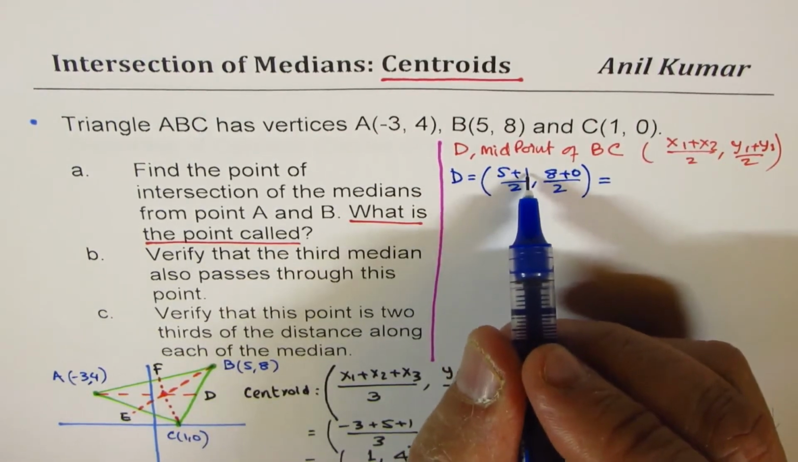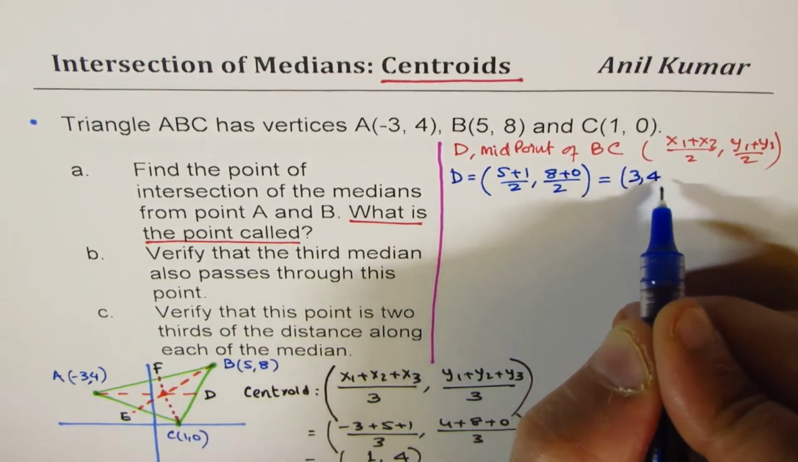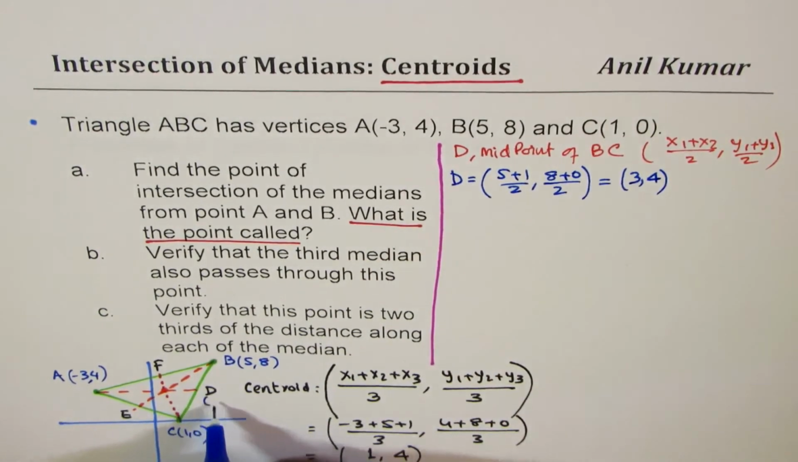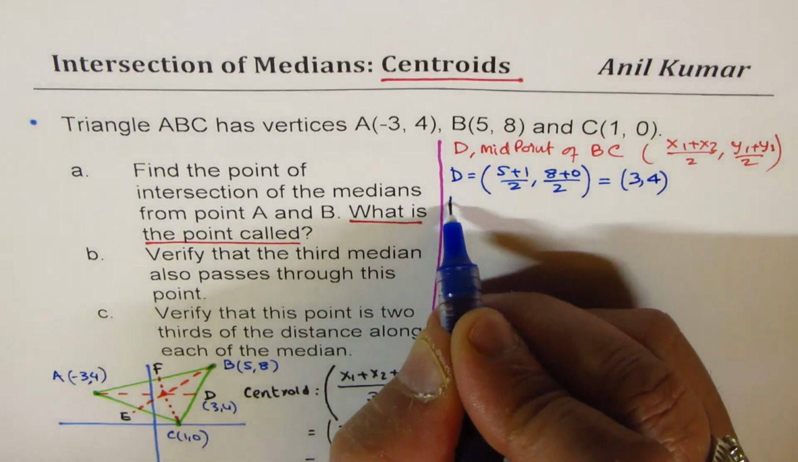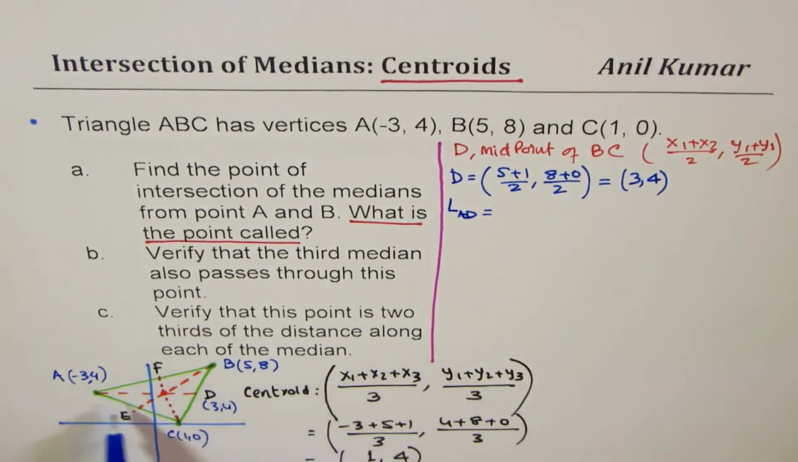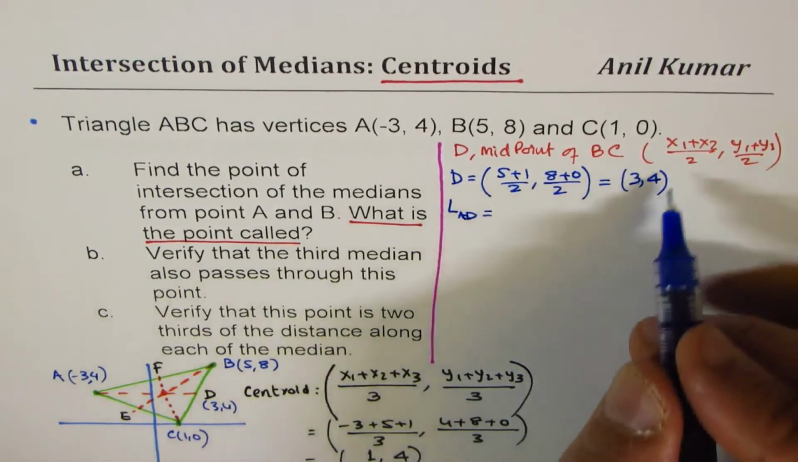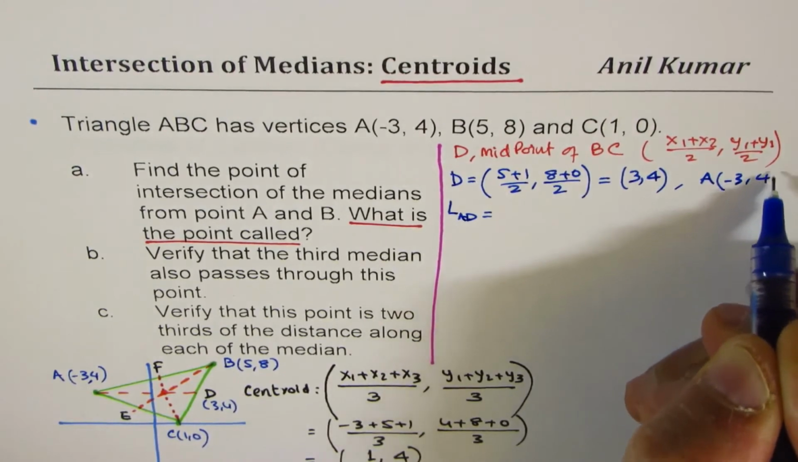That is 5 plus 1, 6, 6 divided by 2 is 3, 8 divided by 2 is 4. So we get this point as 3, 4. Now we can use these 2 points to find the equation of the median AD. So let's find the equation of the line AD using these 2 points. One is D, the second one is A, which is minus 3, 4.